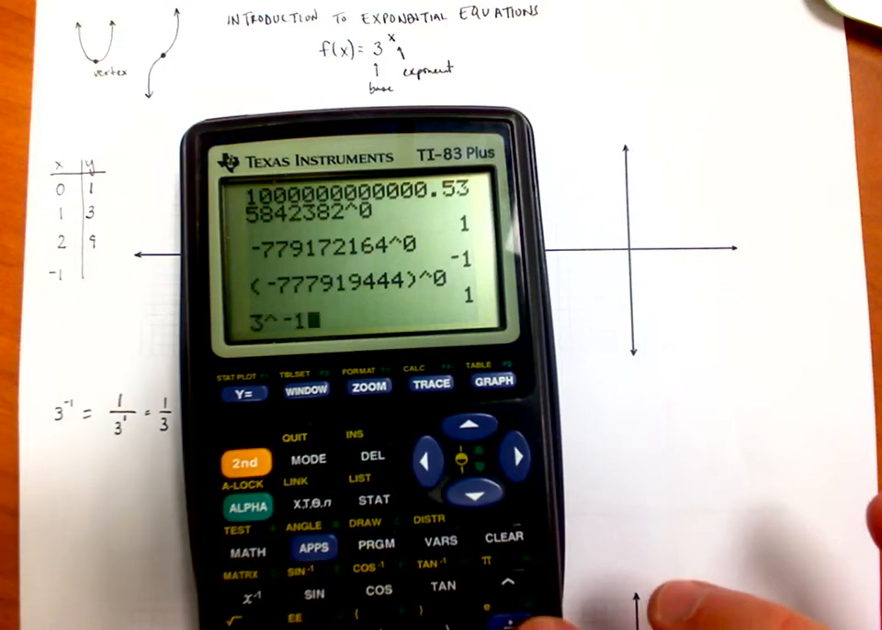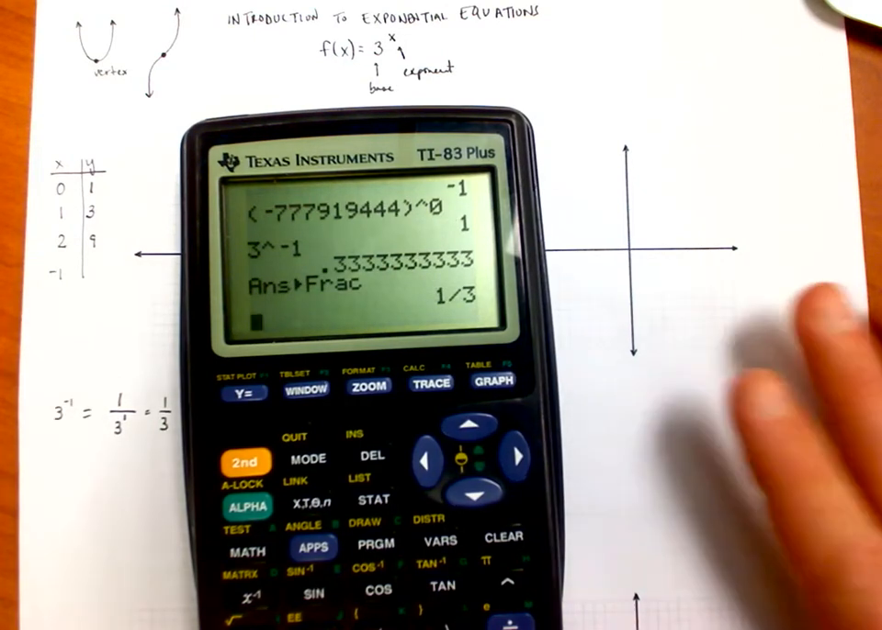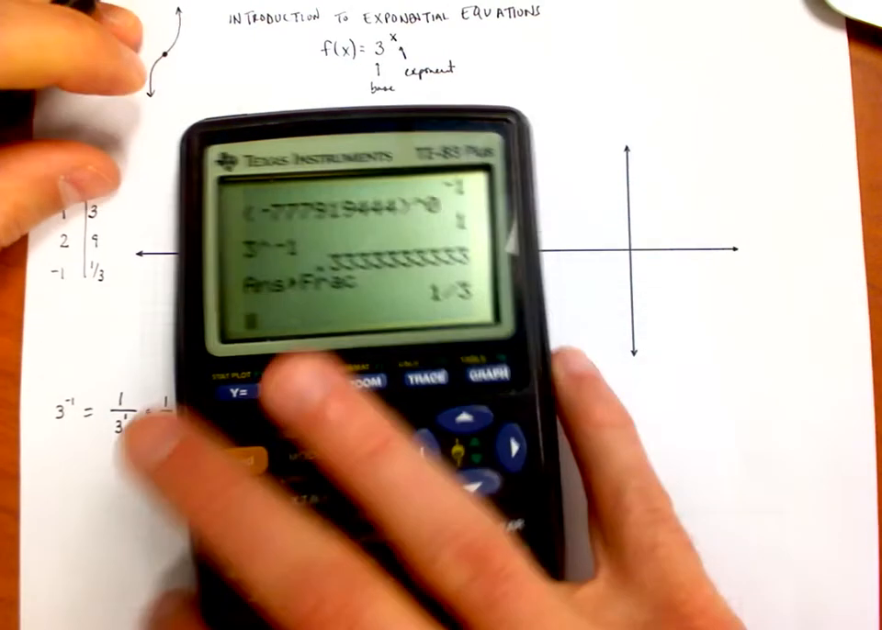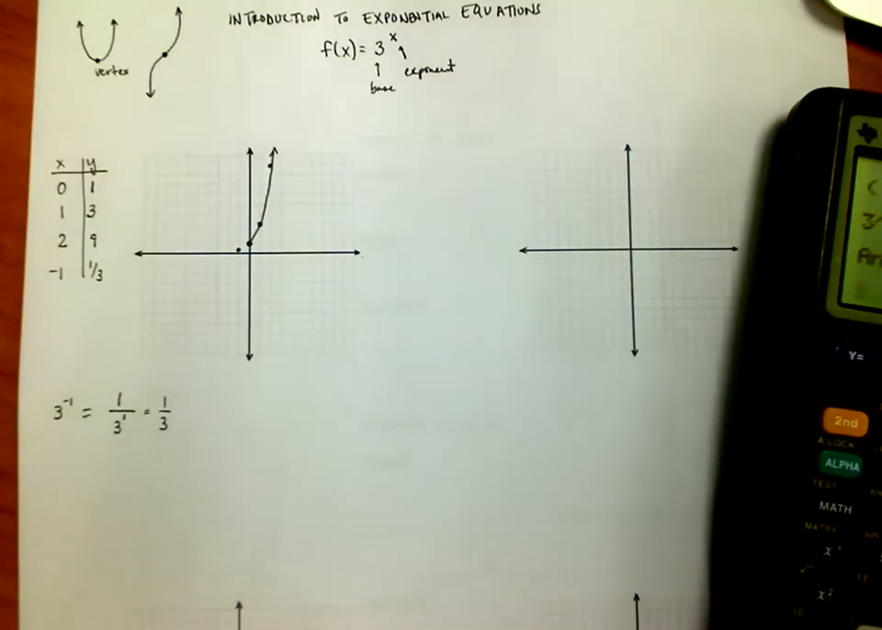3 raised to the negative 1 power would be 0.3333. That's 1/3, isn't it? I can do math fraction if I want to turn it into 1/3. So this is 1/3. So it's going to be like, I don't know, what do you think? About right there, negative 1 and 1/3.